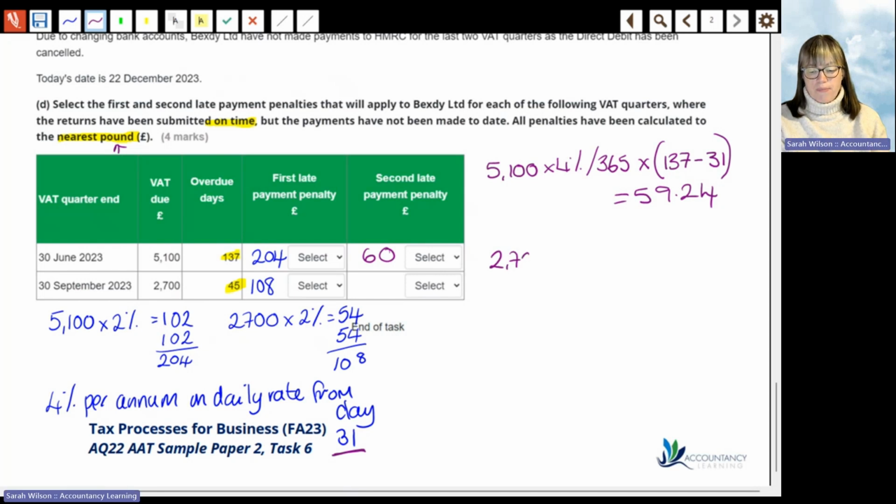For the September one, we're going to go through that same process again. We're going to divide it by 365. And this time, we're going to multiply it by the difference between the 45 days outstanding and day 31, which gives us 4.14. And out of the drop down, you will then select £4. And that's the end of the task.